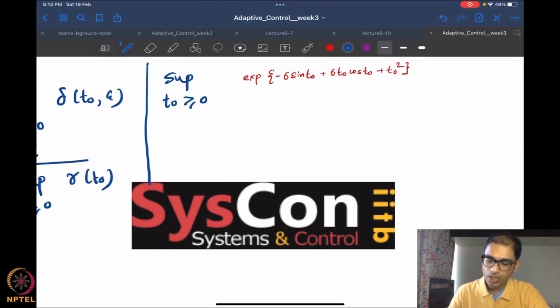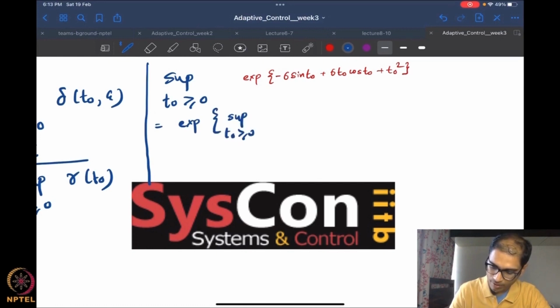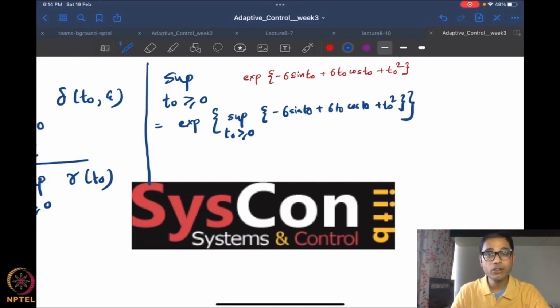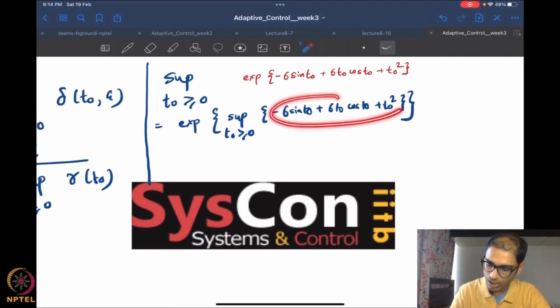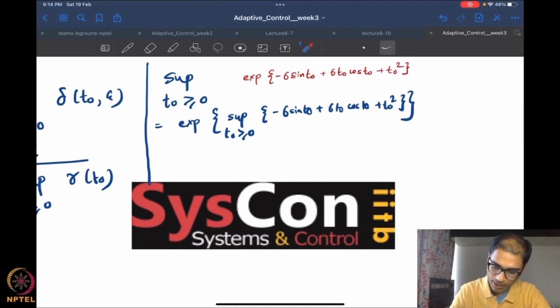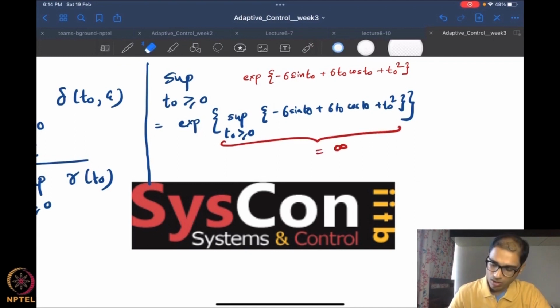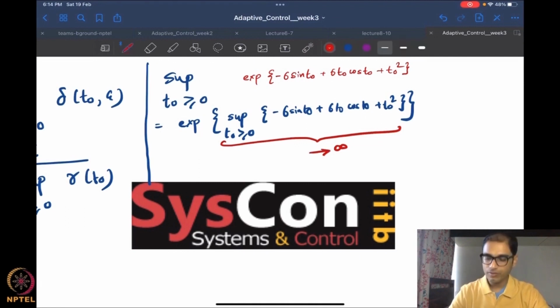Okay, now it should be obvious that the exponential is not damaging the supremum. So that's fine. So I will essentially say that this is equal to the exponent of the supremum over initial time of minus 6 sine t0 plus 6 t0 cosine t0 plus t0 squared. Now, can some of you already guess where we are going with this? What is the largest possible value of this quantity for arbitrary t0? That's where we start to hit the problem. This is actually equal to infinity, or if you want to be more precise, this is tending to infinity, right?